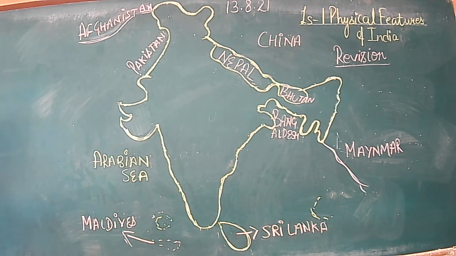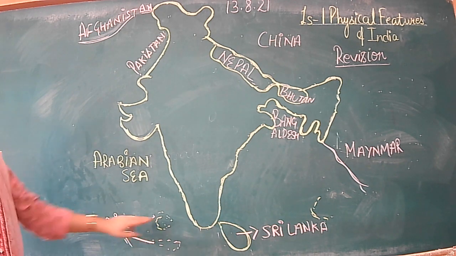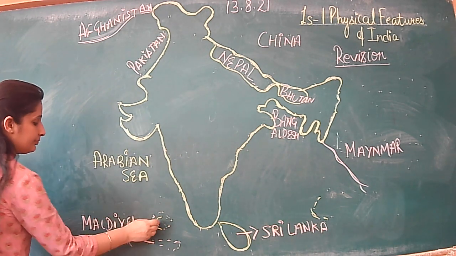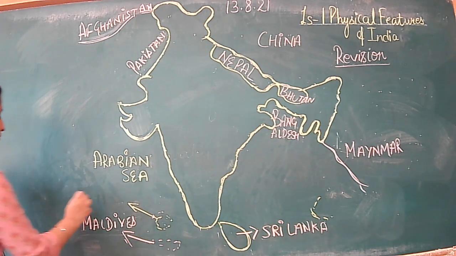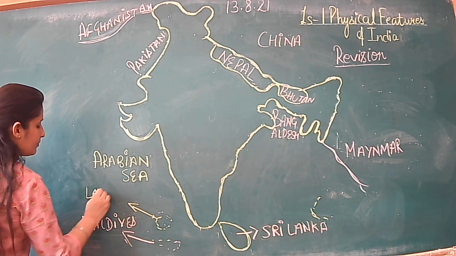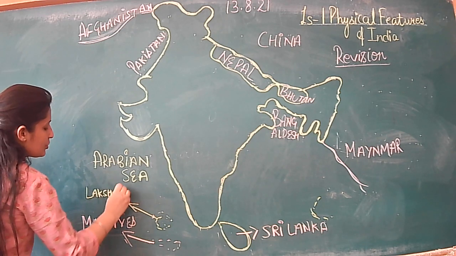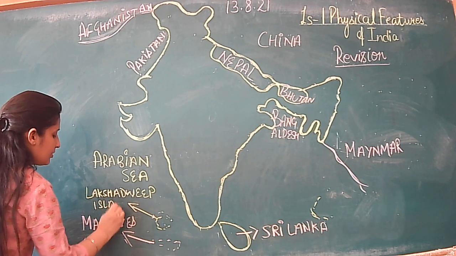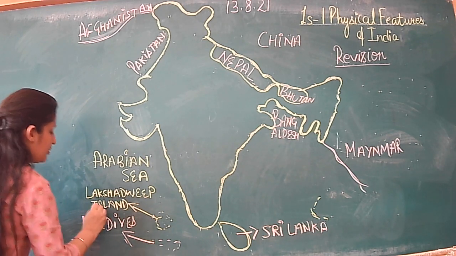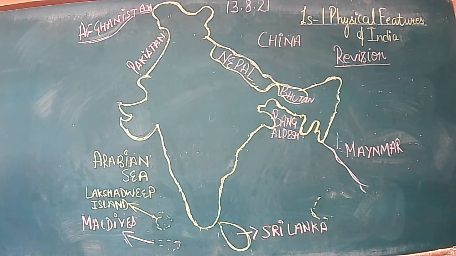And the island we have in Arabian Sea, yes, in Arabian Sea we have Lakshadweep Island. Here, this is Lakshadweep Island. Which island is this? Lakshadweep Island. So we have Lakshadweep Island here in Arabian Sea. I hope this is clear.